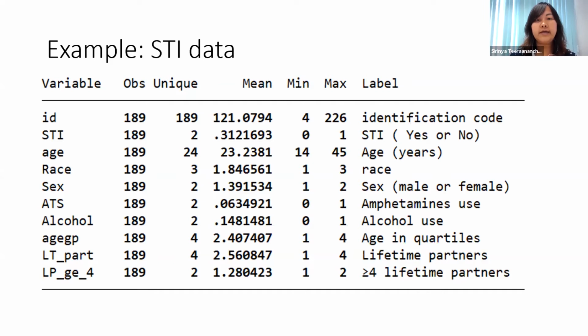So we say yes or no. Yes, they had an STI, and no, they did not have an STI. And the only one continuous variable is the age. And also 5 predictors are categorical, such as race, sex, amphetamine type use, alcohol use, and lifetime partner. And another 2 we will classify later, and I will explain in more detail later. And we will show the mean and minimum and maximum of each variable, and also the label that defines each variable.